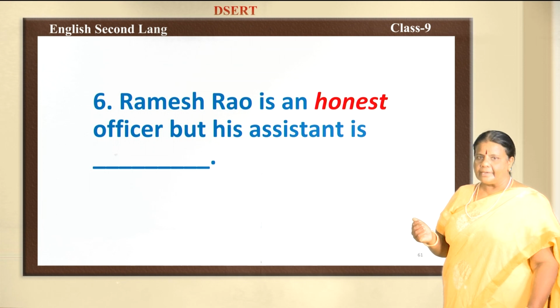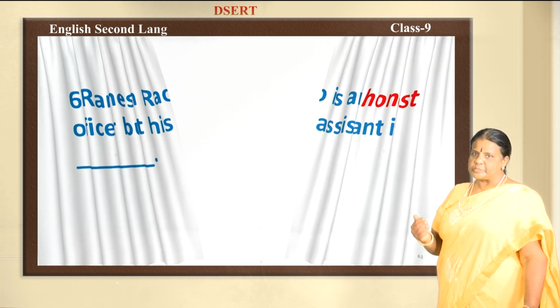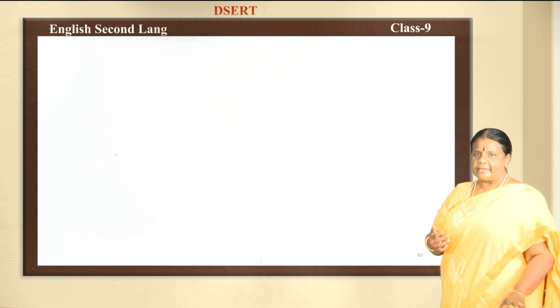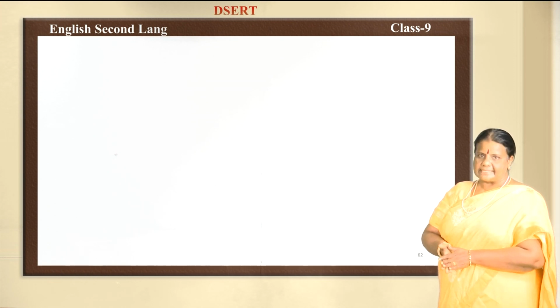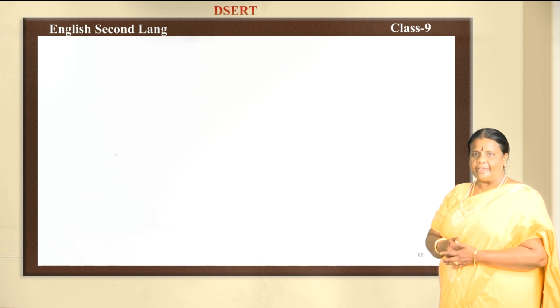So, children, this is about the assignment. I hope you have understood whatever is being done. You will be doing the assignment. Till now you came across the lesson, the Enchanted Pool, and you also learned the content words, everything.